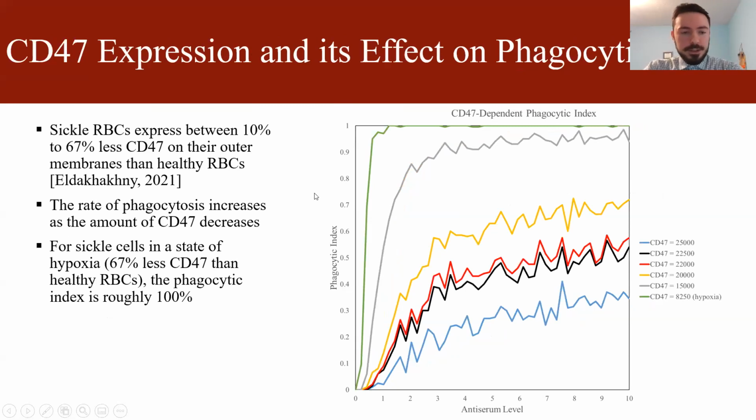Now for CD47 expression, sickle red blood cells express far less CD47 on their outer membranes than a healthy red blood cell. And this can vary between 10% to 67% less. And the 67% less case is when the sickle cells are in a state of hypoxia, or when they're deprived of oxygen. And as we can see from the graph, the rate of phagocytosis increases as the amount of CD47 decreases. And notably for sickle cells in a hypoxic state, the phagocytic index is much greater and is roughly 100% for all anti-serum levels.